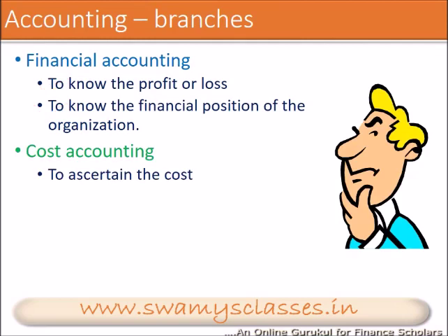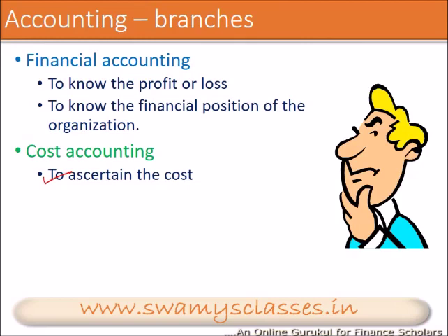And next we have cost accounting. In very simple terms, the objective of cost accounting is to ascertain the cost. When I say cost ascertainment, in very simple terms it talks about what is the cost of manufacturing and selling a product or providing a service. You may wonder whether the objective is so simple. Yes, to start with, cost ascertainment is the objective.